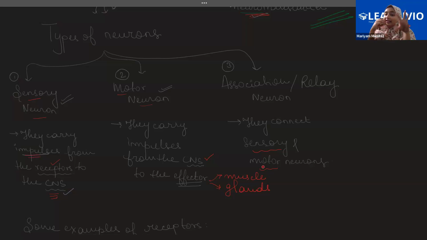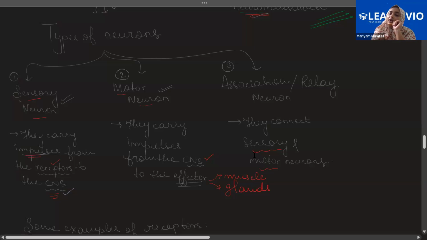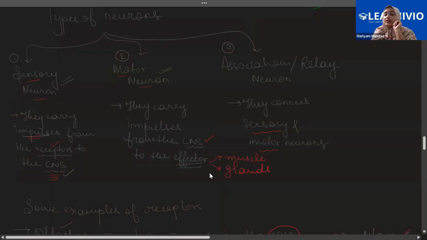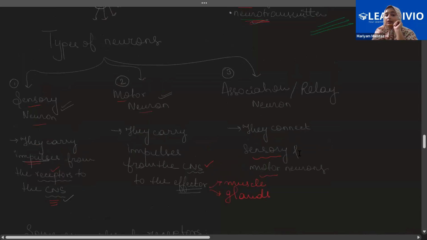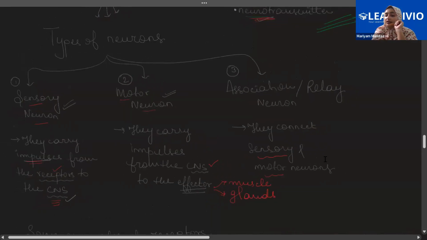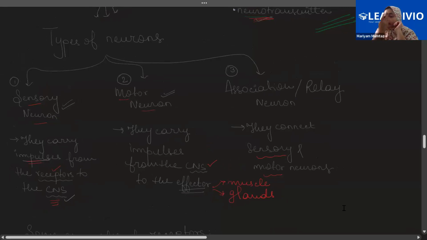So the relay neuron does exactly the same thing, meaning it connects the sensory and the motor neurons together. Whatever impulses the sensory neuron is sending, it takes from the sensory neuron and gives to the motor neuron. So it is sort of like the relay race, and that is why the name relay is there. It can also be called an association neuron, or a relay neuron, and it is responsible for connecting the sensory and motor neurons. So the three types of neurons are clear to everyone? Any doubts?